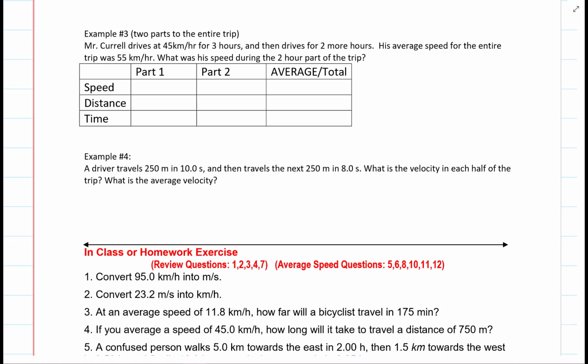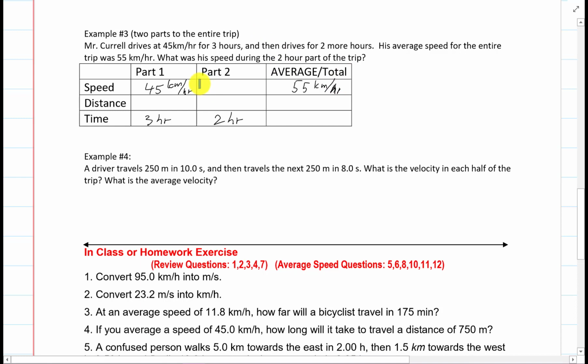This is interesting. Mr. Currell drives at 45 kilometers an hour for 3 hours, and then drives 2 more hours. And he averages for the entire trip 55 kilometers an hour. So the average is 55 kilometers per hour. Uh-oh. And they're asking what was the speed.